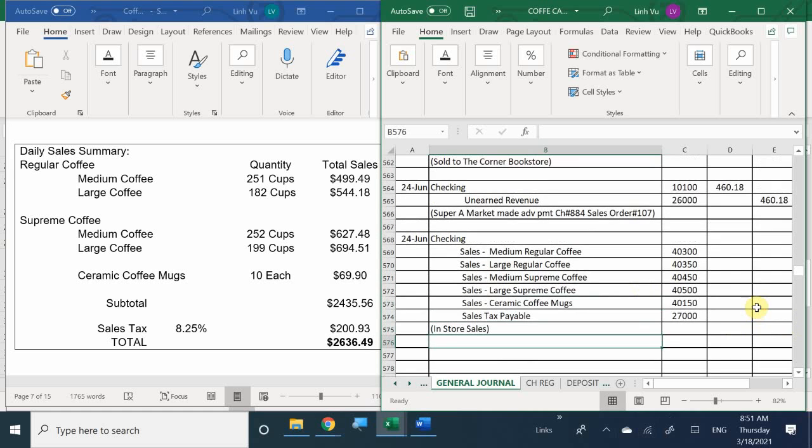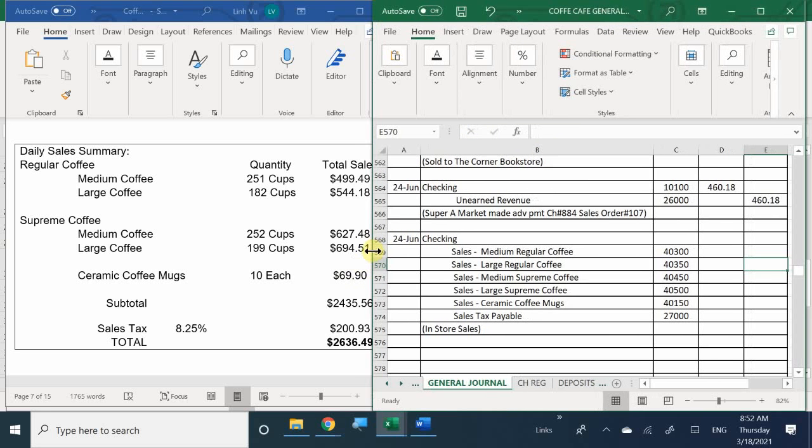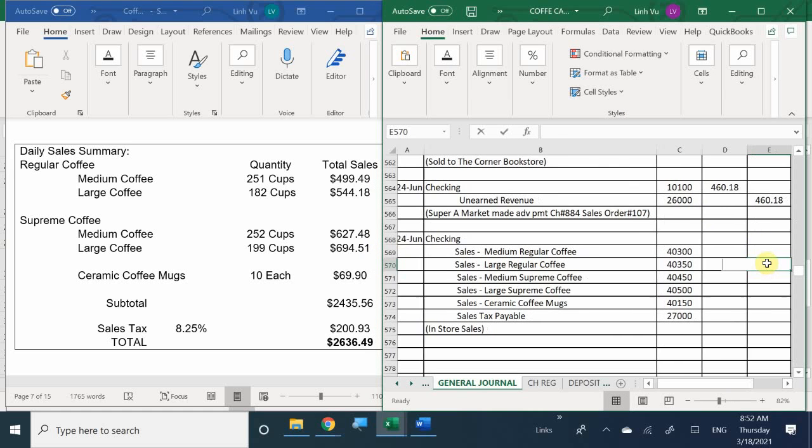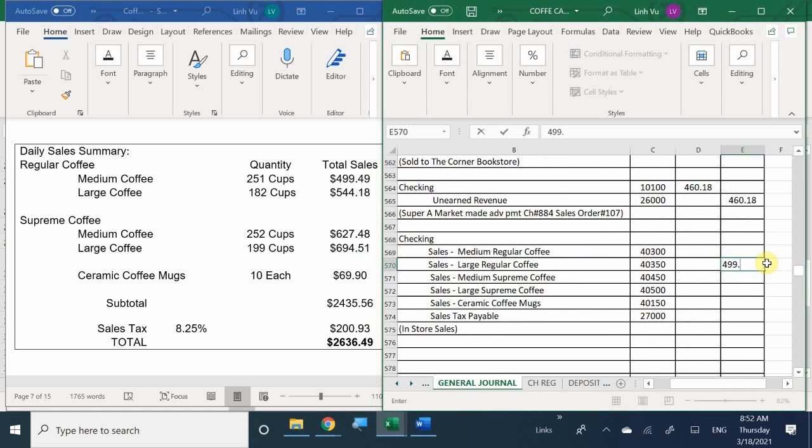Okay, so let's break it down, each and every single one. I'm going to total up my cash right there. What was my total sales for my medium regular coffee? $499.49. Okay. What about my sales for the medium supreme coffee?